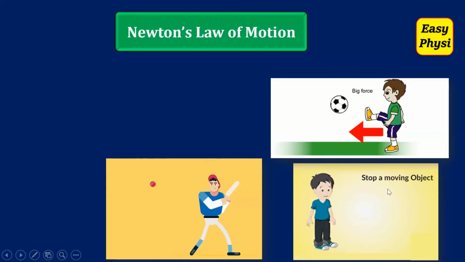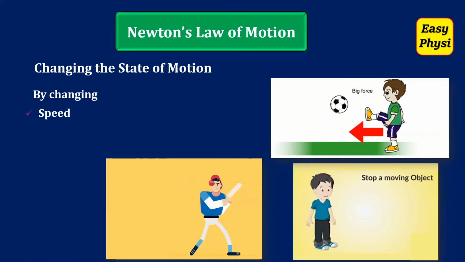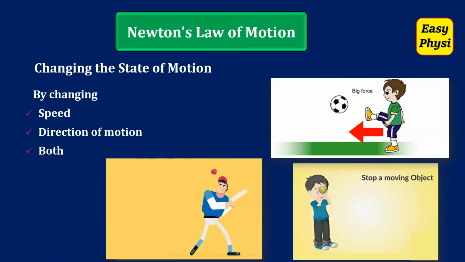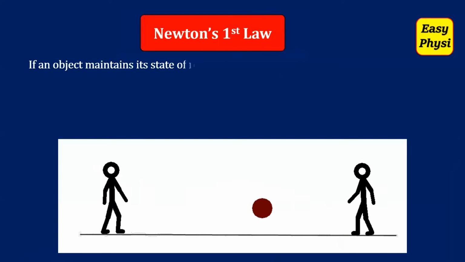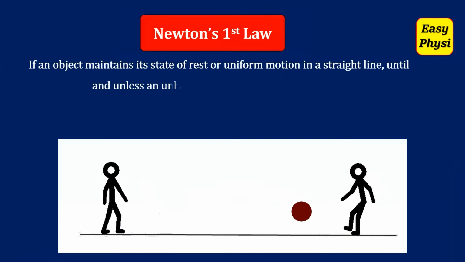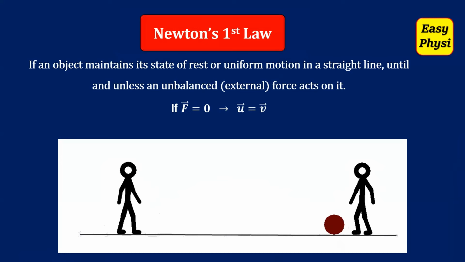Newton's laws of motion. Force can change the state of motion by changing speed, direction of motion, or both. Newton's first law: an object maintains its state of rest or uniform motion in a straight line until and unless an unbalanced force acts on it. If force is equal to 0, then initial velocity is equal to final velocity.